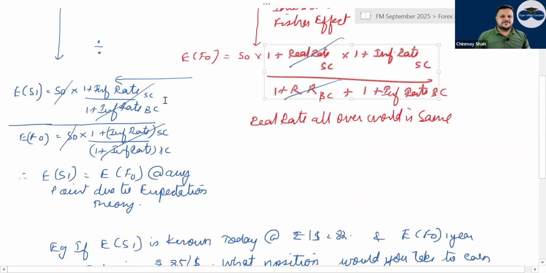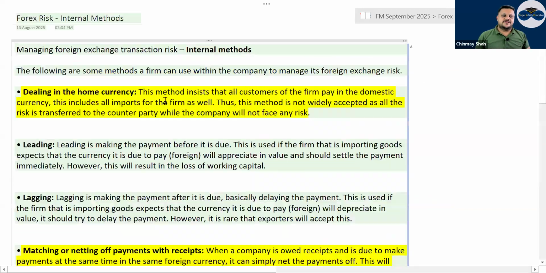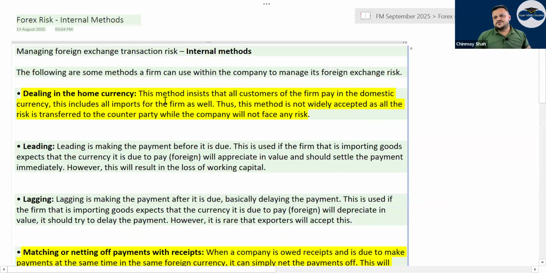Then there is the internal method. Internal method means dealing in the home currency. Don't do foreign billing at all, or don't accept bills in foreign currency, right?